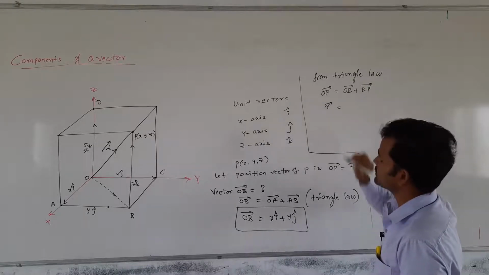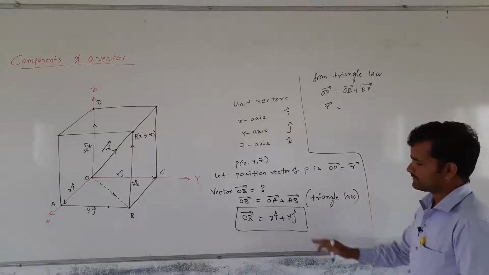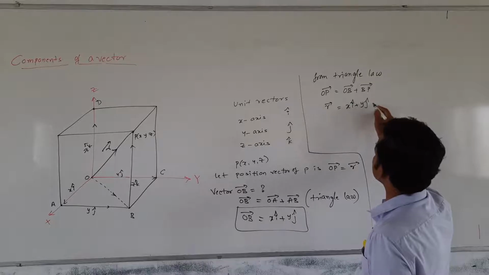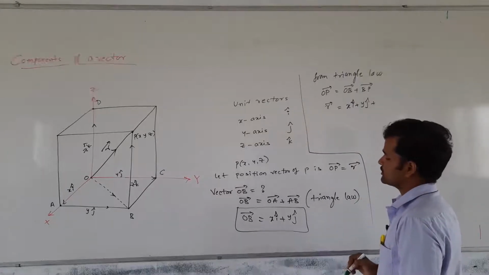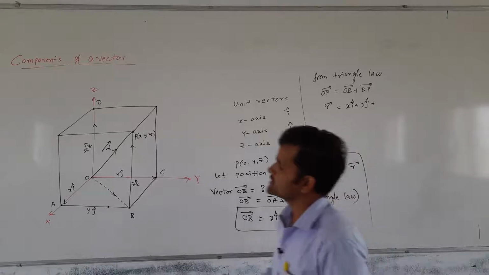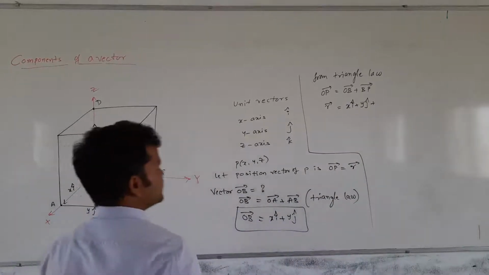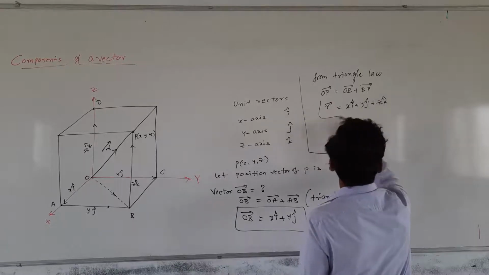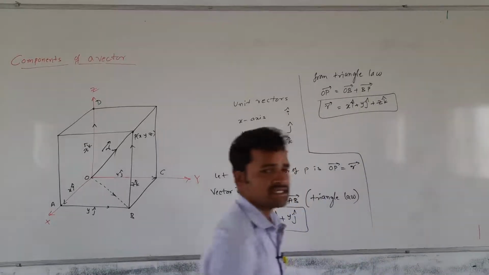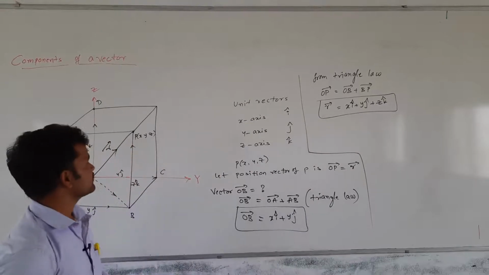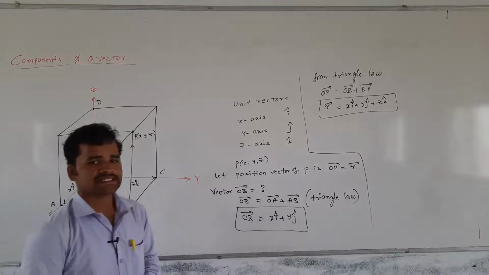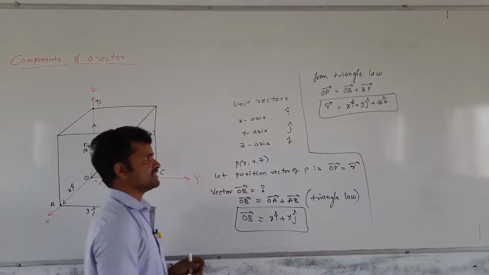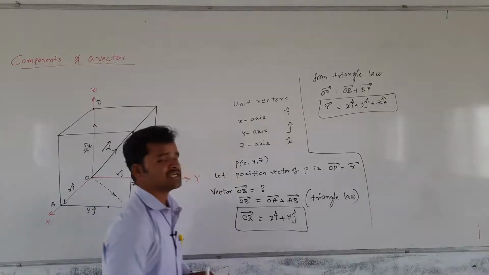Vector R is equal to, I got already vector OB, x into i cap plus y into j cap, plus, then what about the BP? BP is parallel to OD, that is z into k cap. What is this? This is the position vector of point P, taken as vector R, equal to x into i cap plus y into j cap plus z into k cap.